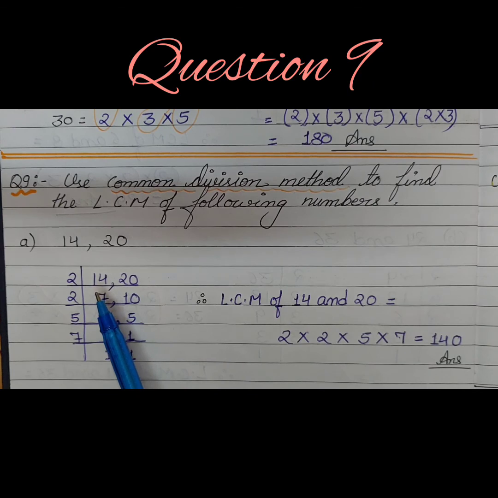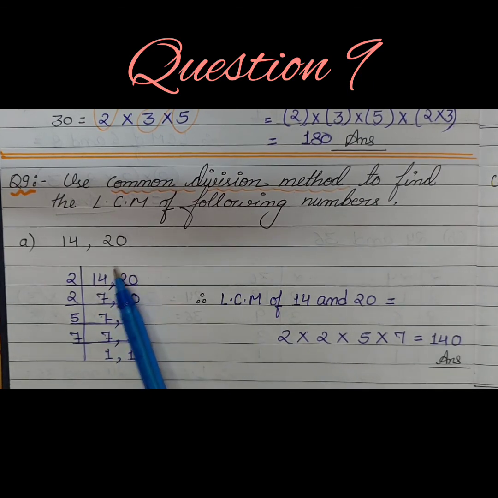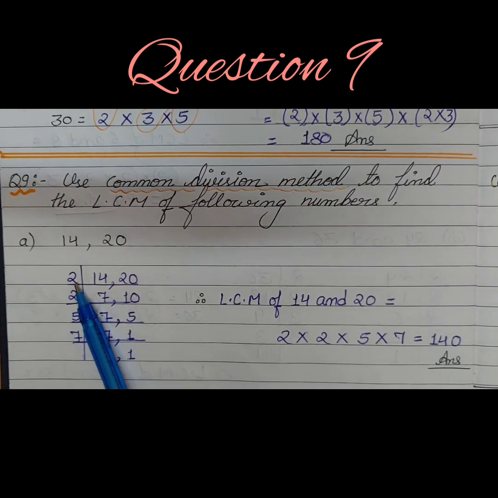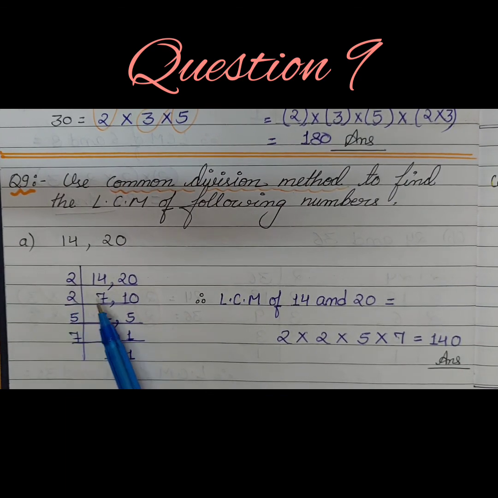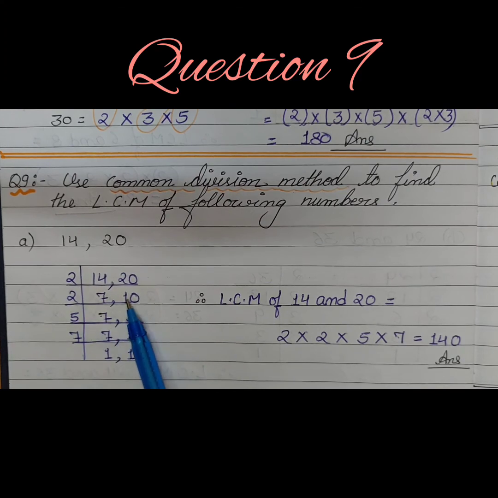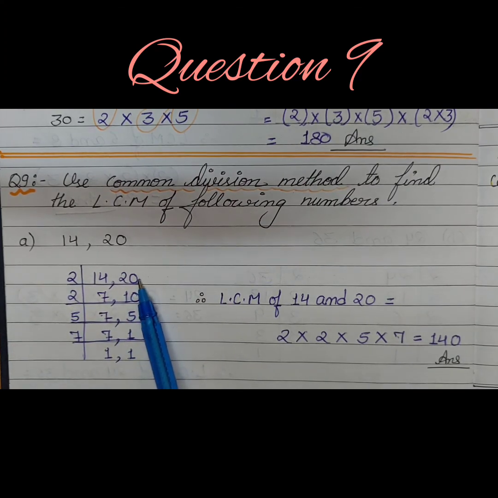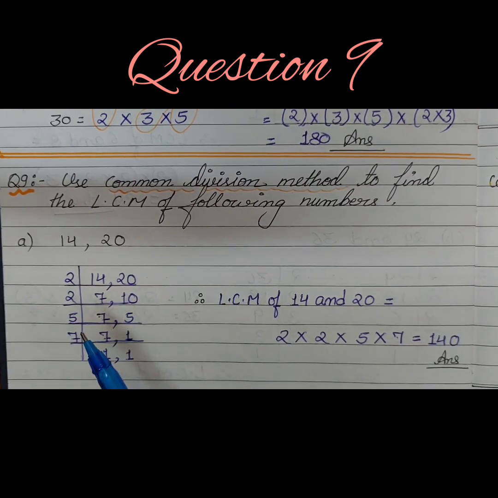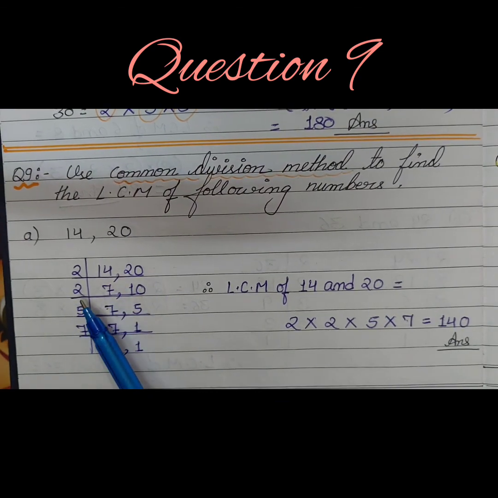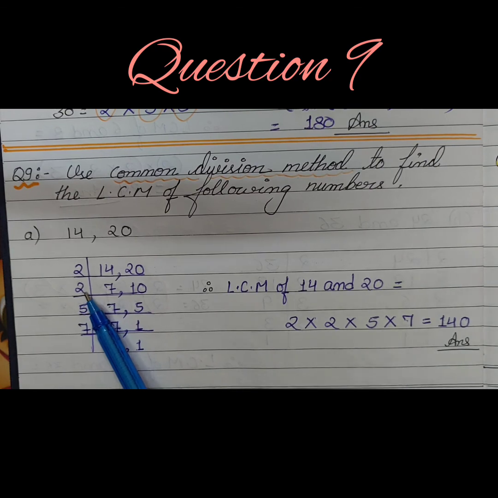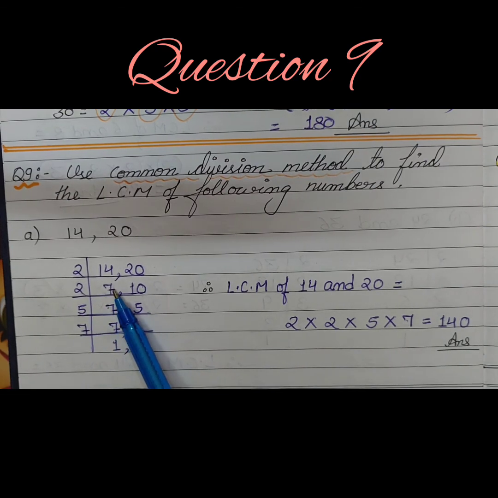Now second step is choose the least prime number that divides the given numbers completely. So 2 is our least prime number. 2 7s are 14 and 2 10s are 20. Now choose the next prime number and continue the process. Here I have taken 2, but 7 is not divisible by 2. When any number is not divisible, we carry it to the next row. So I have carried 7 to the next row.